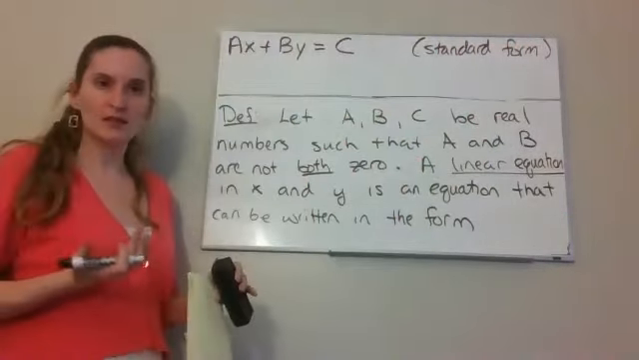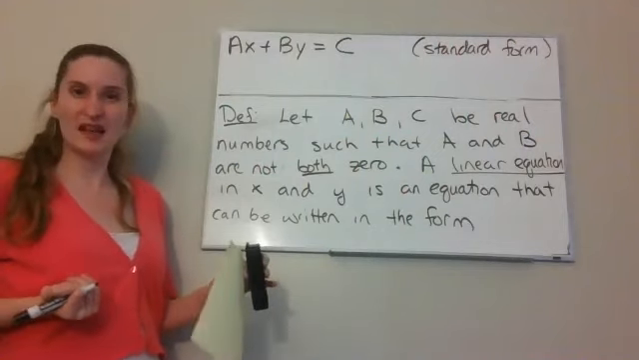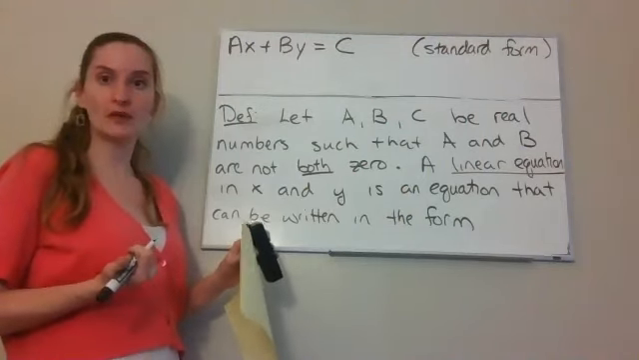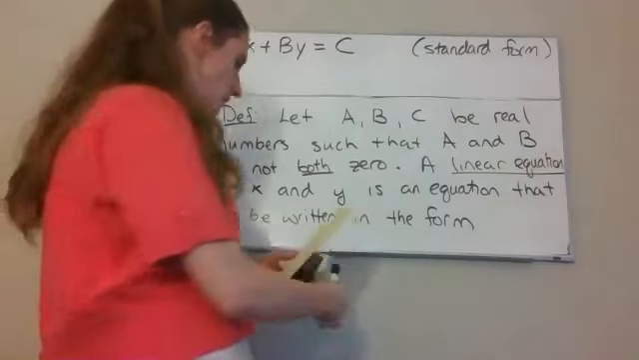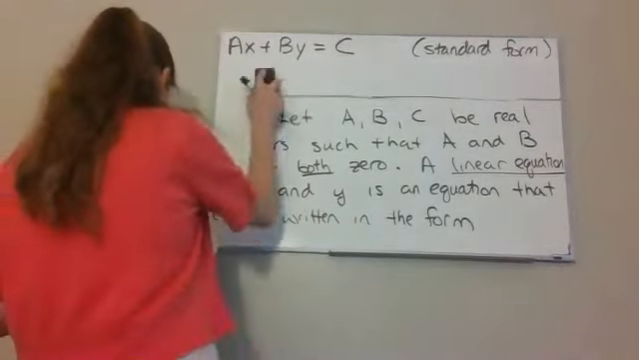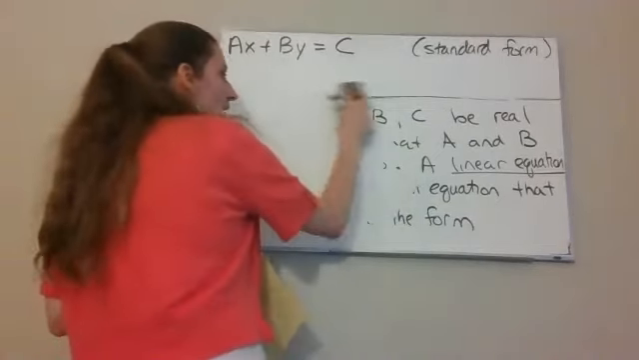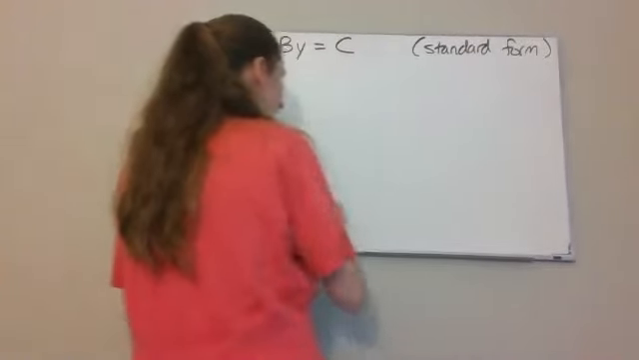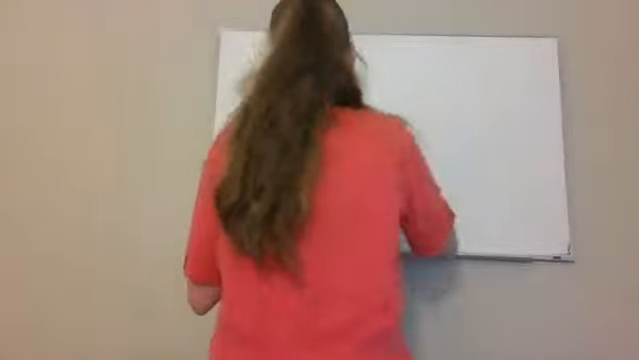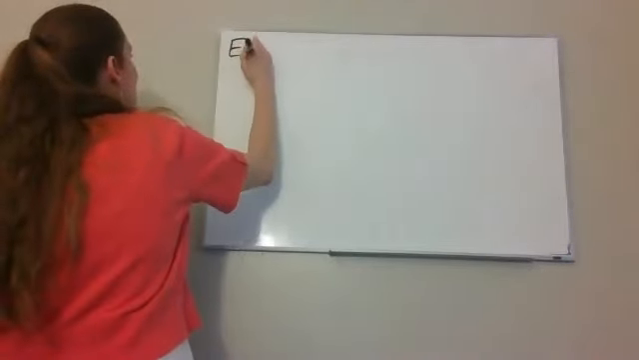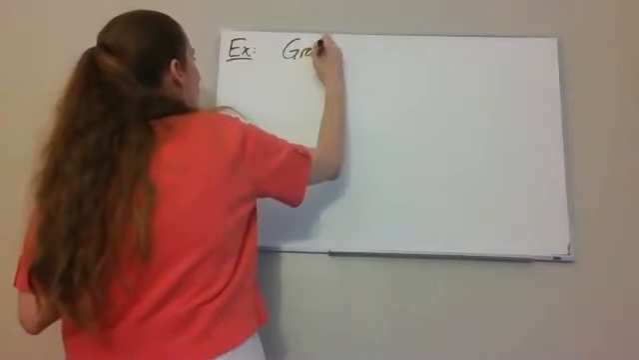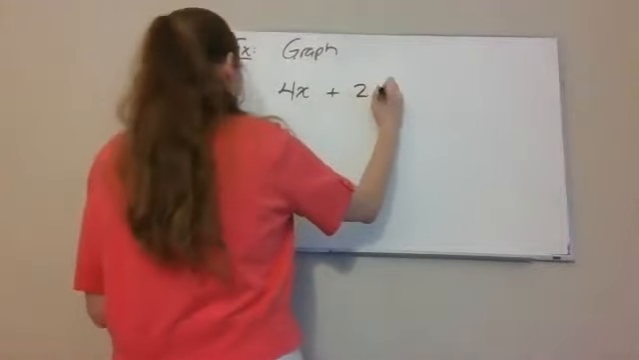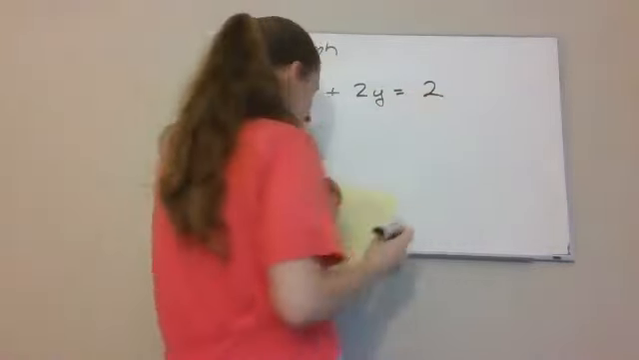Now, usually, even though this definition only says a, b, and c are real numbers, usually our a, b, and c are integers, so they're whole numbers, positive or negative. We're going to start by graphing some linear equations, which will show us exactly why they're called linear. So let's graph. First one we're going to graph is 4x plus 2y equals 2.